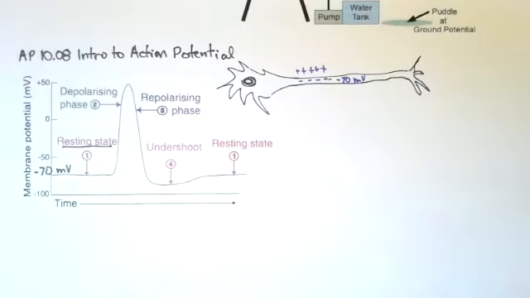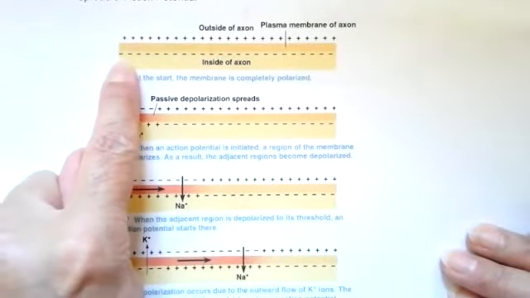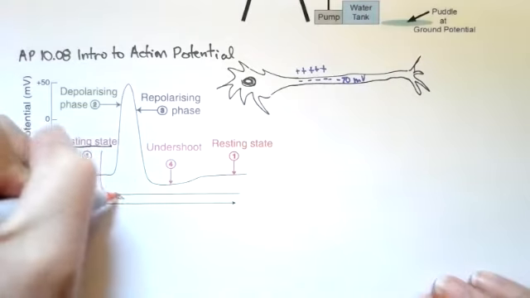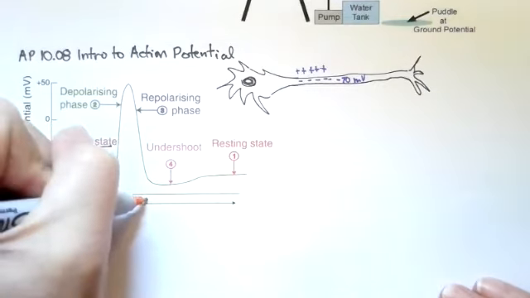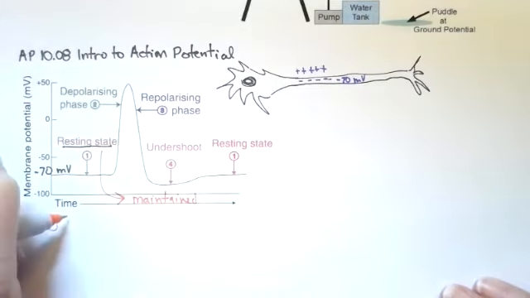And you'll see if you look ahead, let me grab one of your sheets ahead. I'm just going to show you this quickly. You'll notice here it says at rest, everything outside is positive and everything inside is negative. So that's the convention. And this resting state is maintained, in orange, by the sodium potassium pump.